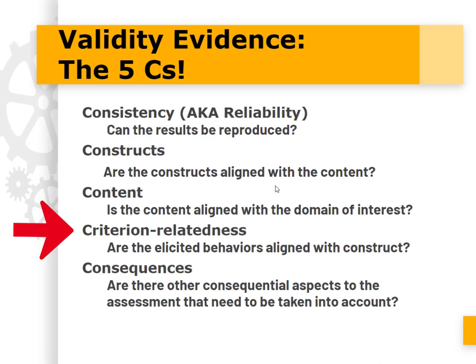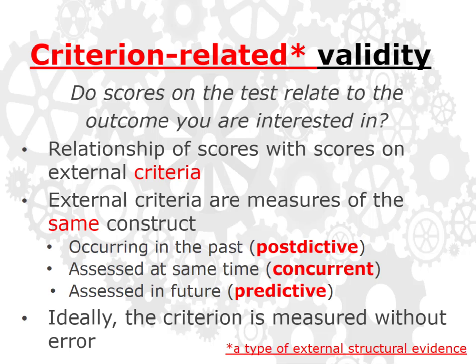The next one is the criterion relatedness. So are the elicited behaviors aligned with the construct? Criterion related validity, for us, a lot of times it's the prediction. How well can this test predict an outcome?